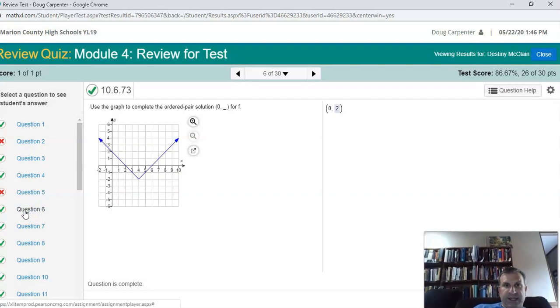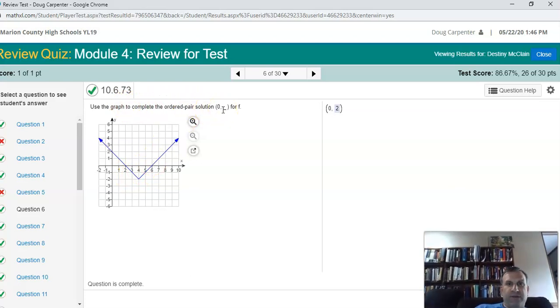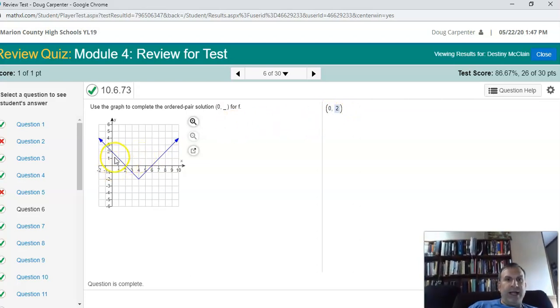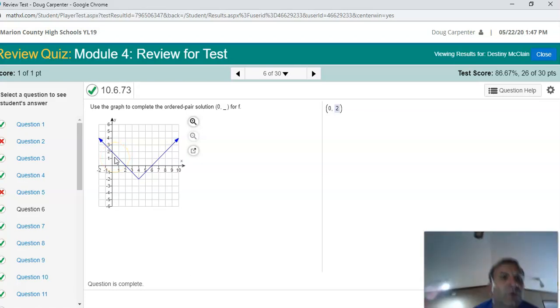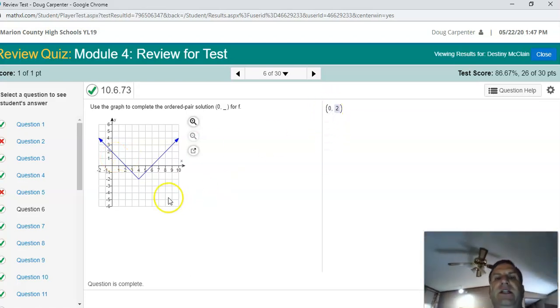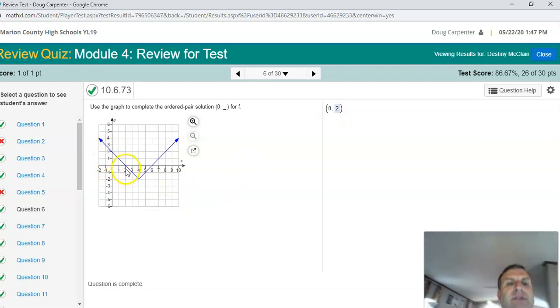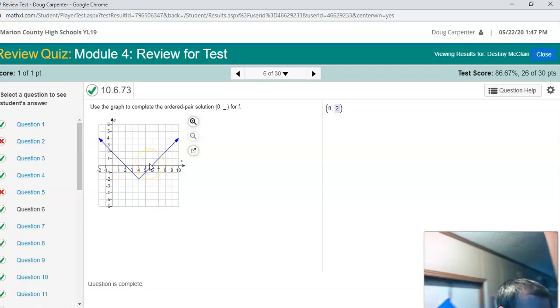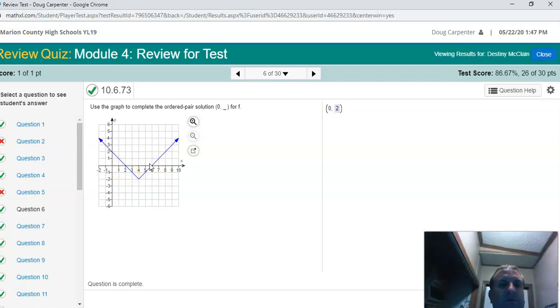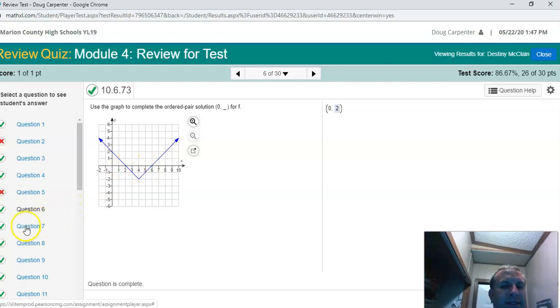All right, question 6. Now this is what you're going to see on the test, and they're going to ask you to find all 3 intercepts. Now this one, they want to graph where y is 0. So where y is 0, x is 2. Now, where x is 0, it's going to be at 2 and 0 and 6 and 0. So 2 and 0 and 6 and 0.